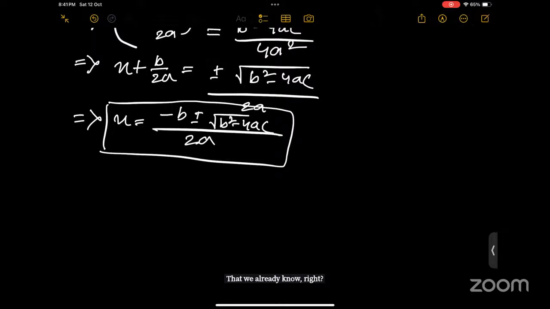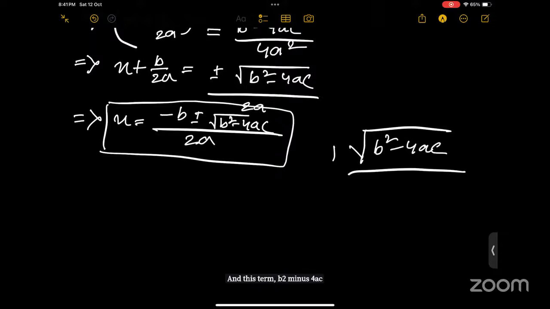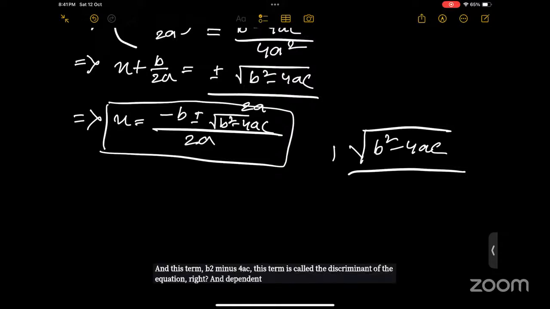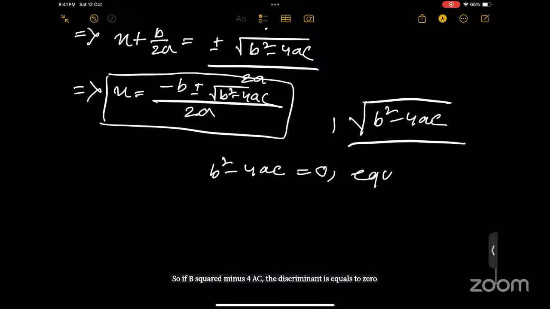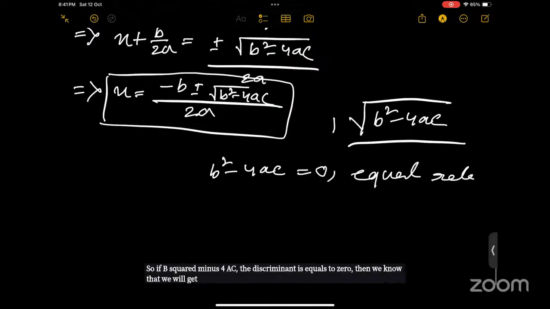This term, b squared minus 4ac, is called the discriminant of the equation, right? Depending on the discriminant, we can comment on the roots, whether they will be real, complex, equal, or not equal. So we can comment about everything. If b squared minus 4ac, the discriminant, is equal to 0, then we will get equal real roots, right?